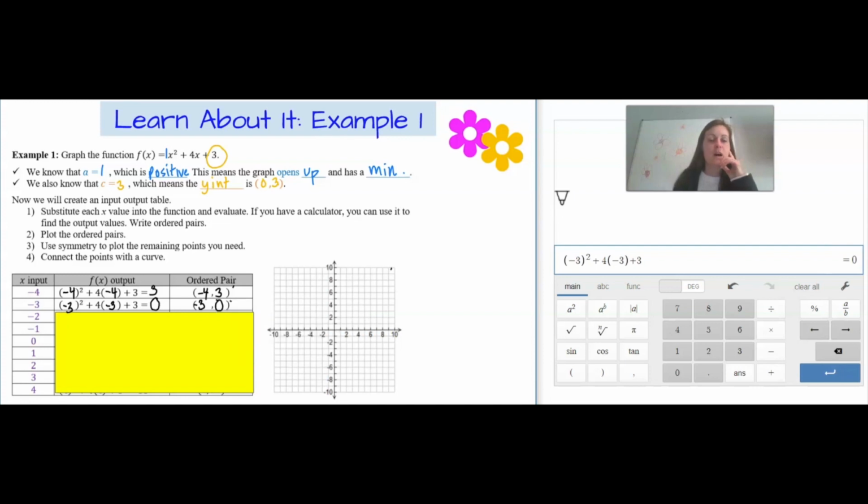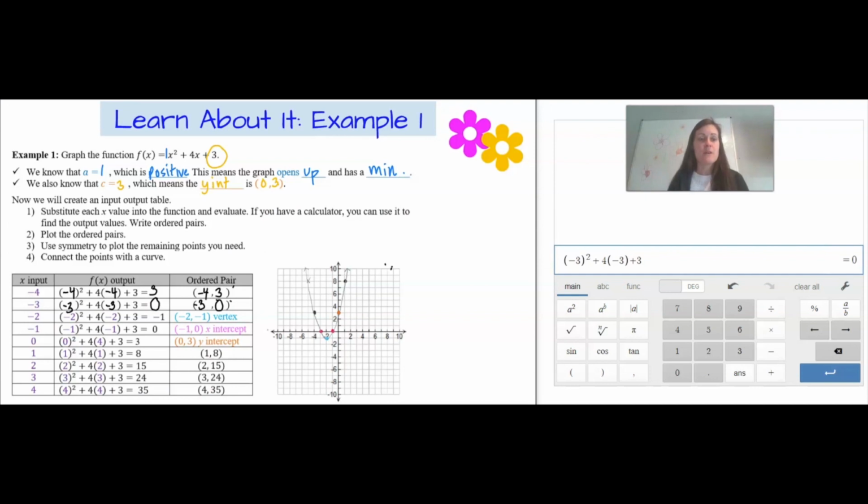So what I'm going to do now is plot these ordered pairs on my coordinate plane. The first ordered pair is (-4, 3). So I'm going to start at the origin, go to the left 4 units and up 3 units, and plot that point. My next ordered pair is (-3, 0). So again, I'll start at the origin and count to the left 3 units and up 0 units. So that's right on the x-axis right there. This gives me some information, but what I want now is a more complete picture.